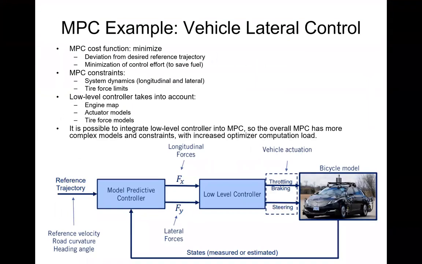So here's one example of vehicle lateral control. The model-predictive controller is the high-level controller that takes as input the reference trajectory and produces outputs as longitudinal and lateral forces. The low-level controller I did not discuss.